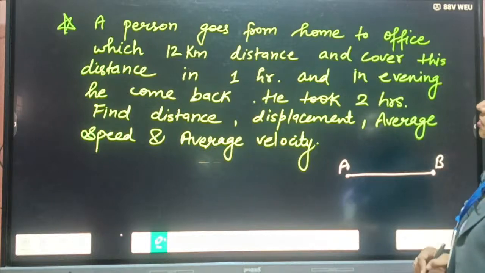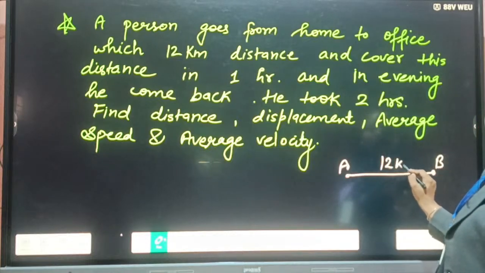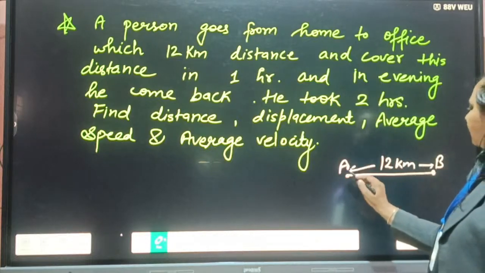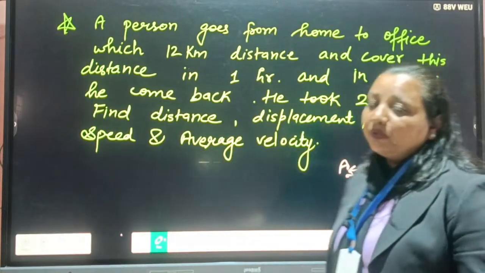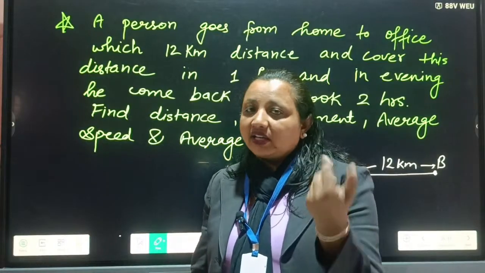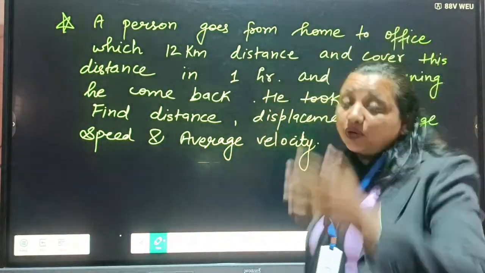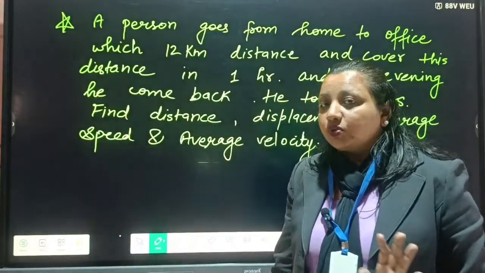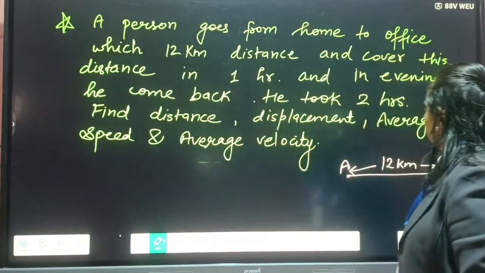It may be asked that you are given speeds, that while coming the speed was something else and while going the speed was something else. You have to find the average speed. Then also you use the formula 2xy upon x plus y. Okay. But here, what is said is that time is given.